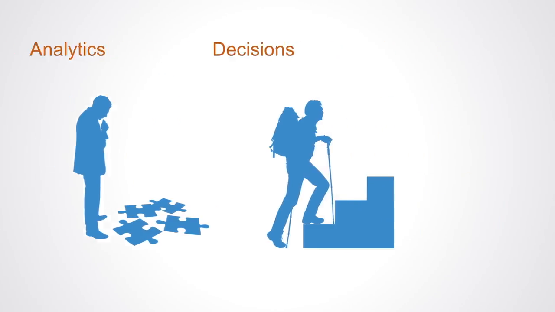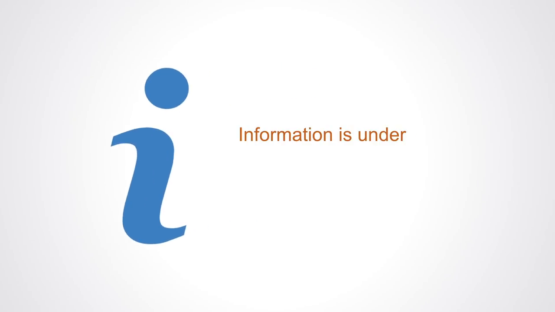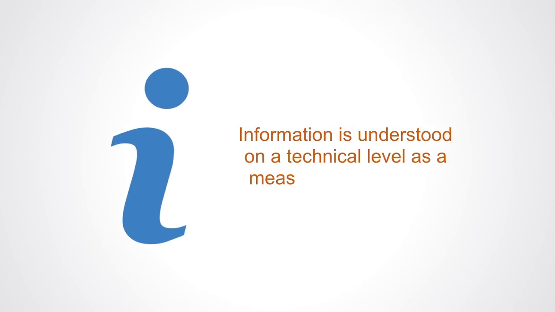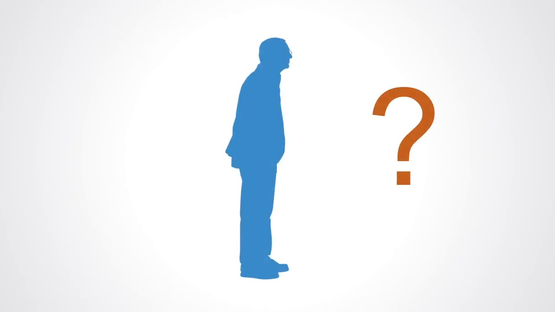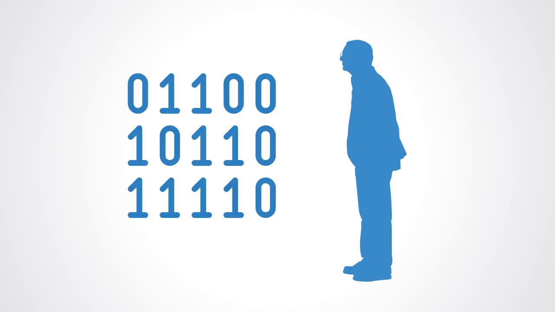The central aspect here is that of information. Information is understood on a technical level as a measurement of uncertainty. If we take a binary digit that can have two states, 1 or 0, before I'm given any information, I am uncertain about the state of this system. It could be 1 or it could be 0. However, when you give me that piece of information, I can check to see what state it's in, and in so doing, reduce the uncertainty about its value.